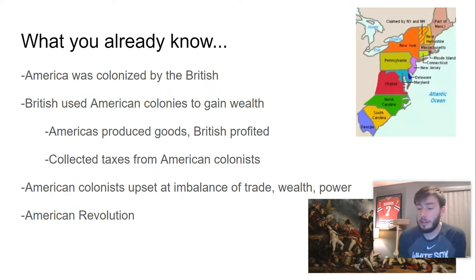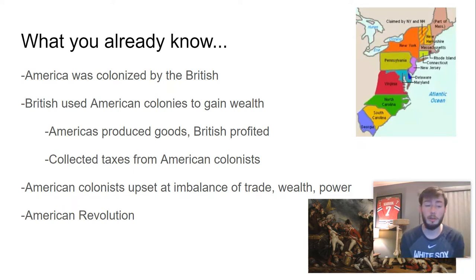So we know how the American colonies played out. The British sent settlers to the New World. They set up these colonies and used them for financial gain. The whole idea behind the colonies was, hey, in Britain we have a really small island. It's not the best place for farming. So let's go to this new place and maybe it will be better.